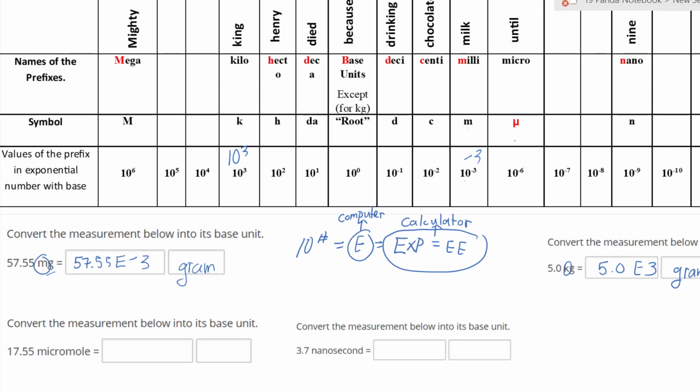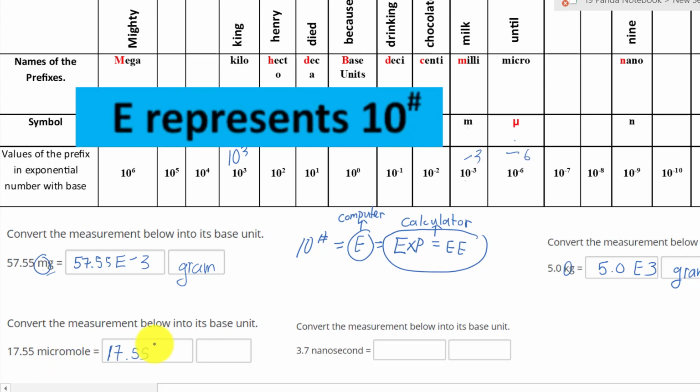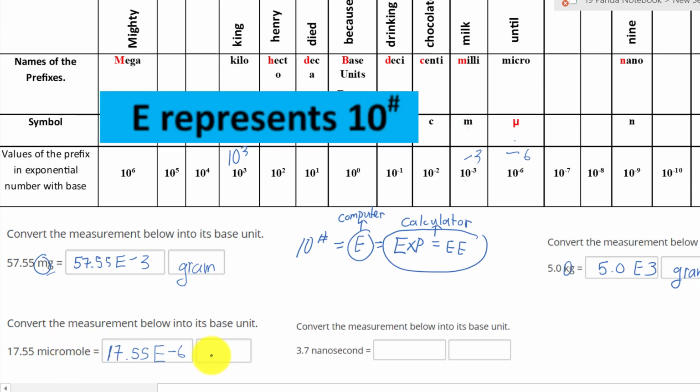Now let's look at the third example. Same thing you do, you put your number. And this time it is micromole. So you have to look for micro, and it's the power to the negative 6, 10 to the negative 6. Instead of putting 10 to the negative 6, you will put capital E, negative 6. The base unit will be mole.